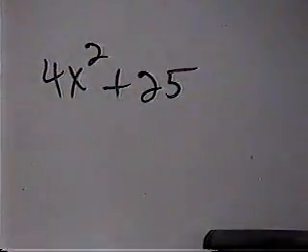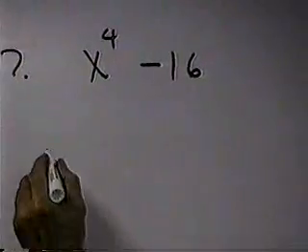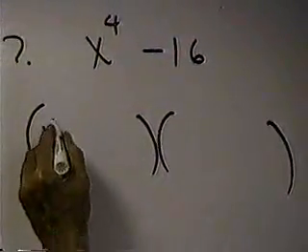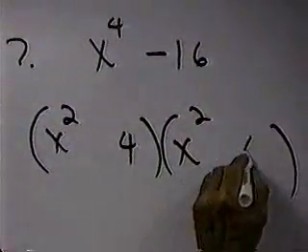All right, so let's look at number 7. And here we now have perfect square, and a minus sign. So therefore, it's x squared, and 4 and 4.